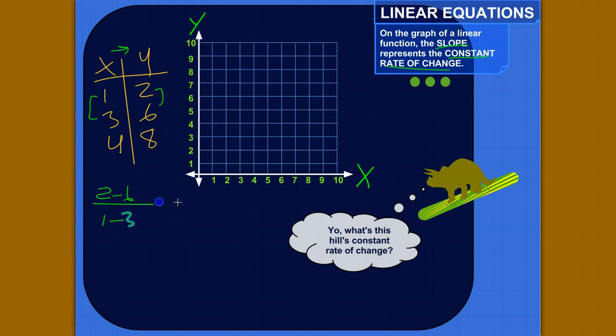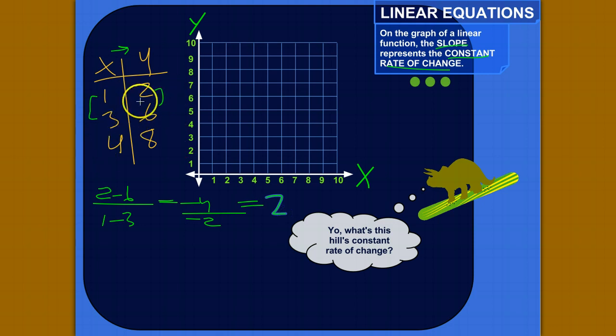2 minus 6 is negative 4, and 1 minus 3 is negative 2. If we were to simplify that, the negatives would cancel each other out. 4 over 2, 4 divided by 2 is 2.